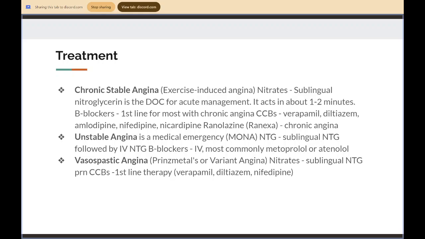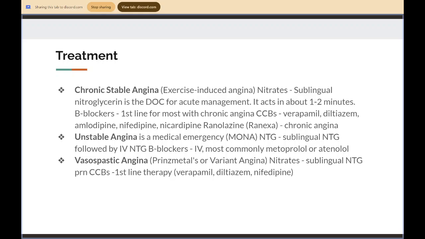NTG is going to be nitroglycerin sublingual, followed by IV nitroglycerin. Beta blockers IV as well, most commonly metoprolol or atenolol. All right. Last but not least, vasospastic angina. We use nitrates, sublingual as needed, and then calcium channel blockers are first line therapy. We have verapamil, diltiazem, and nifedipine.